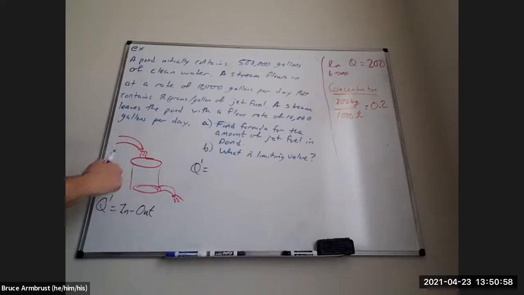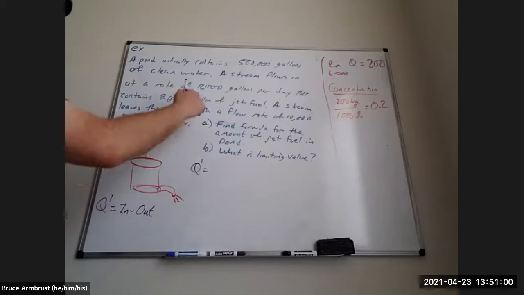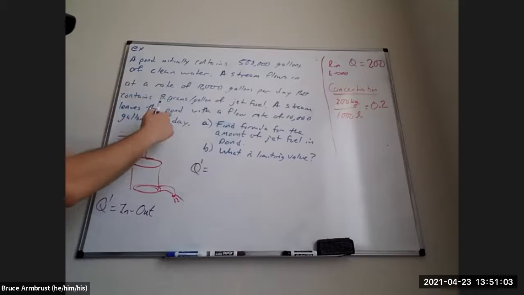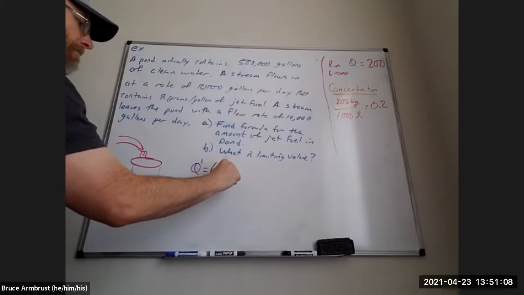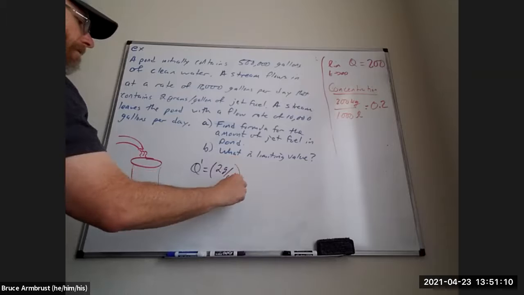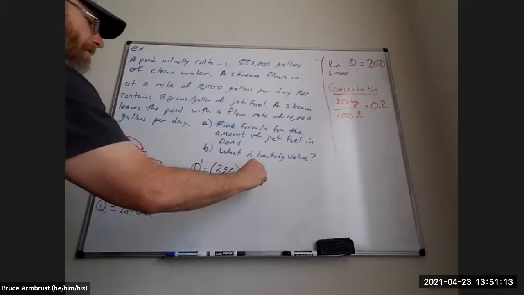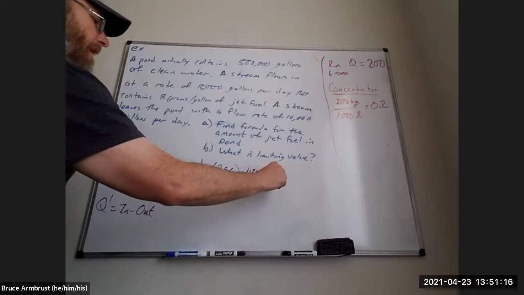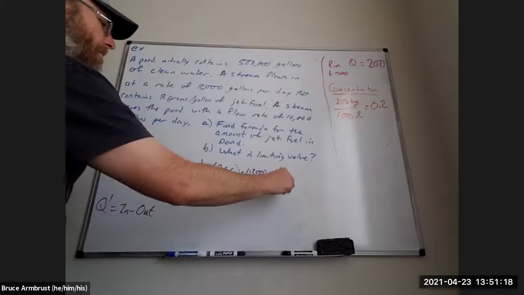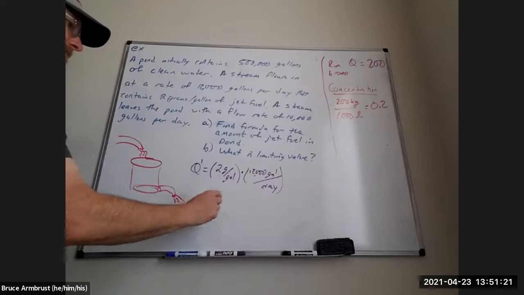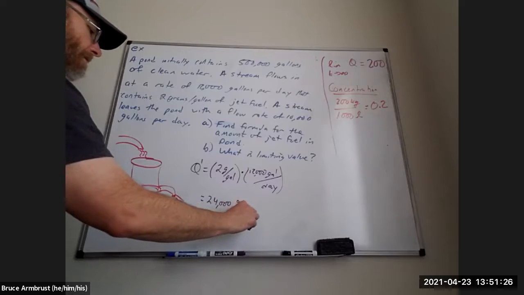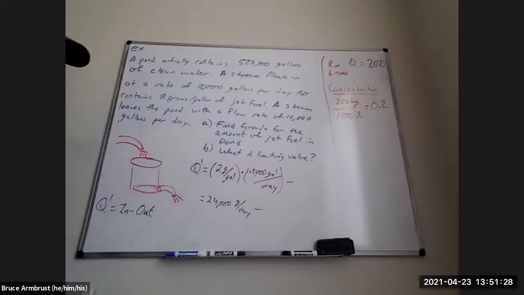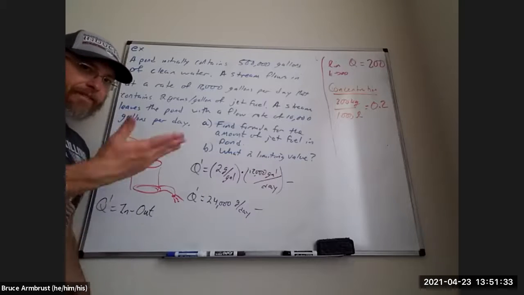So let's set it up exactly the same way. So coming in, we've got 12,000 gallons per day that contain 2 grams per gallon. So we're going to take the 2 grams per gallon and we're going to multiply that by 12,000 gallons per day. So that's going to end up being 24,000 grams per day. Right, so exactly the same thing that we did before.